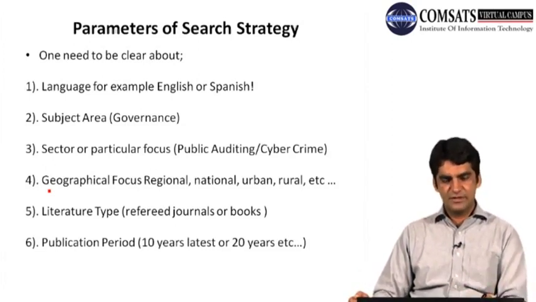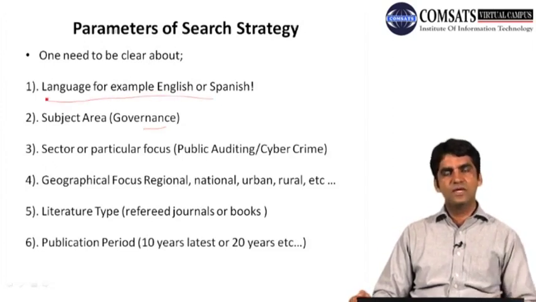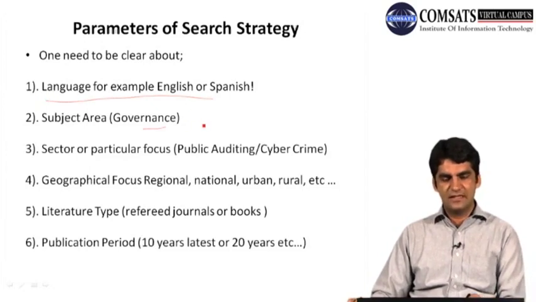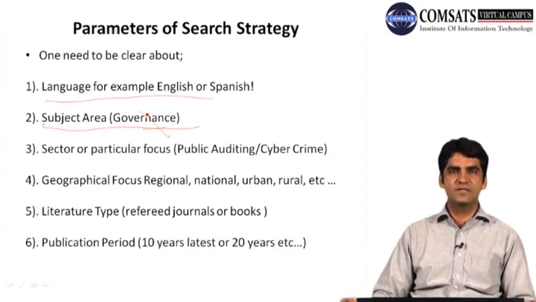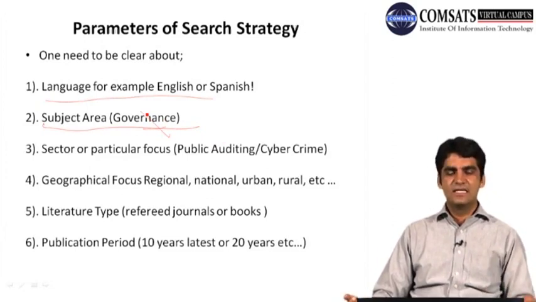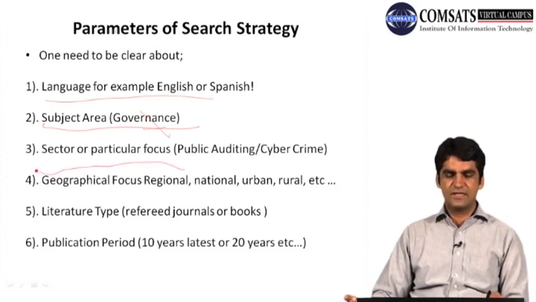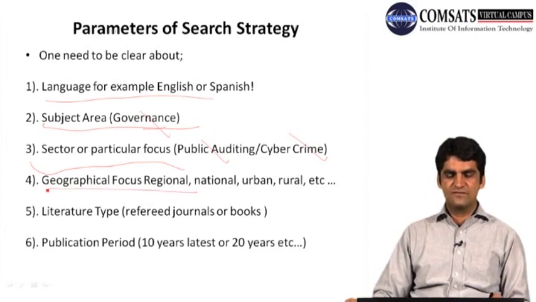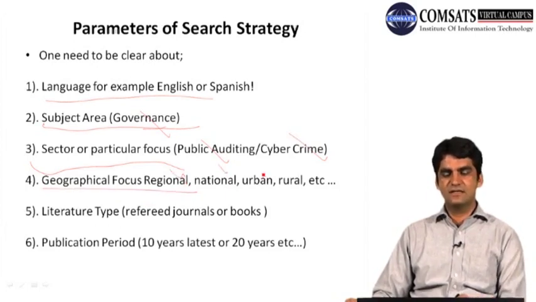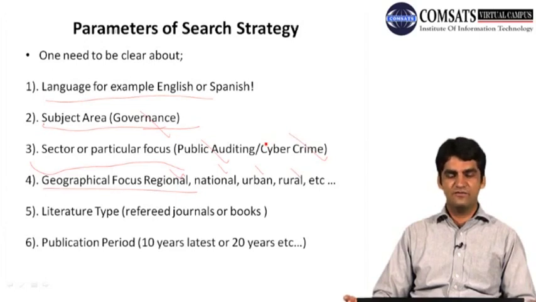The first important thing is that we have to be clear about the language, whether we want to find something in English or any other language, let's say German, Spanish, Turkish, whatever. We have to understand our subject area. For example, here I've written governance, maybe marketing, human resources, financial economics, whatever. Then the sector or particular focus, like say public auditing or cyber crime within governance. We also have to see the geographical focus, for example regional, national, urban, rural, etc. Where do we want to focus?